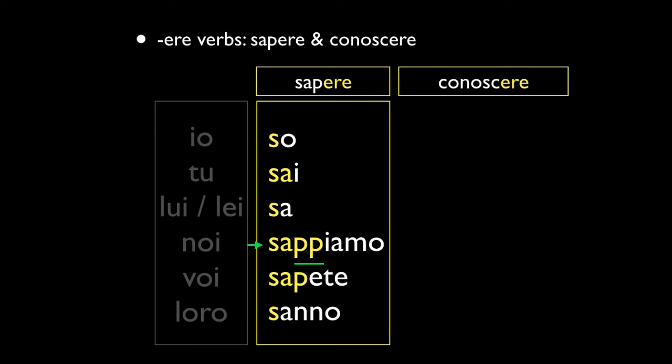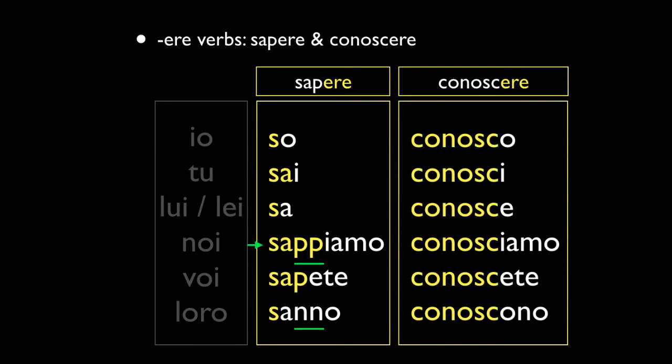They're nice, concise, short verbs, just like avere, ho, hai, ha, or dare, do, dai, da. They're just nice, short, concise forms, but they do throw people off. Voi is the only regular form, it's sapete. Loro sanno is also recognized by that double N, which is very common in these irregular verbs. So that's sapere, and that's to know.